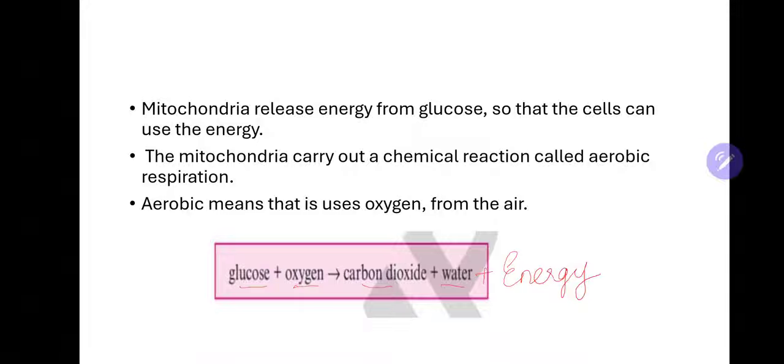As I have told you, mitochondria is the cell organelle which releases energy from the glucose, and the cells will be using this energy for their life purposes. These mitochondria will be carrying out chemical reactions known as aerobic respiration. What do you mean by aerobic respiration? The respiration which uses oxygen from air is known as aerobic respiration.